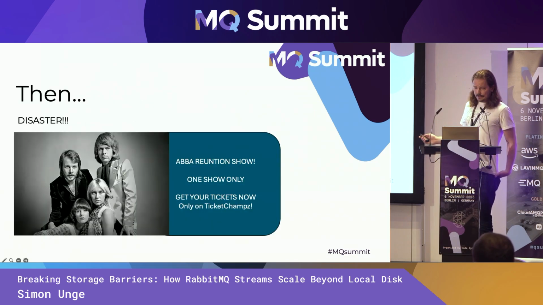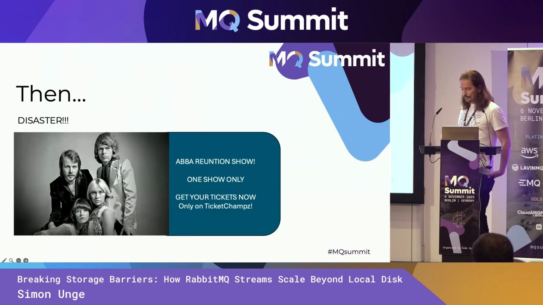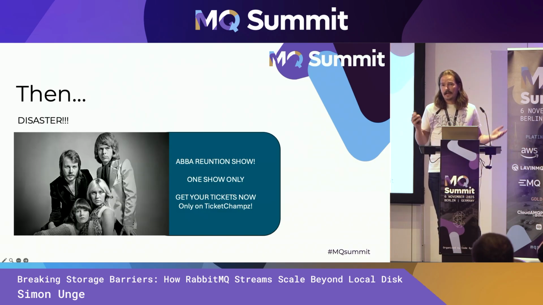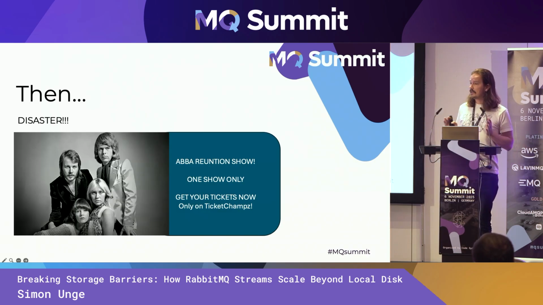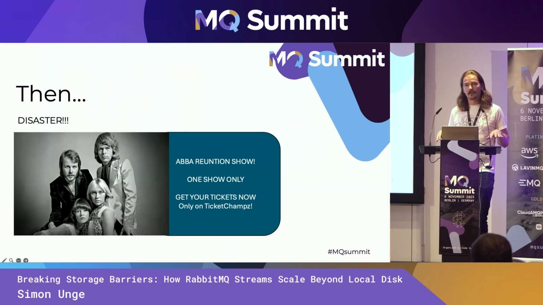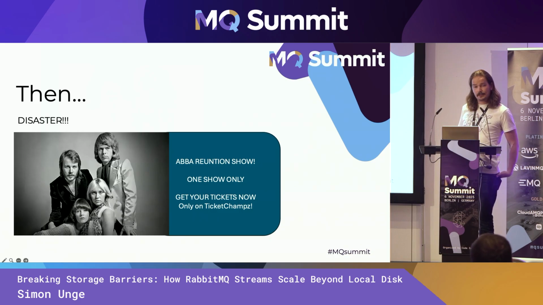But then a disaster happens, and ignore the typo. Disaster. ABBA announces a show, a one-day only show, one-night only show. And we're talking about the real deal here, like the actual members of ABBA will be on stage. It's not going to be holograms or anything like that. It's the 4 original members of ABBA will be on stage. Not sure if you know much about ABBA, but this is kind of a big deal.